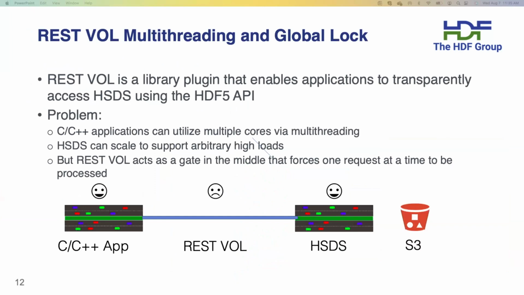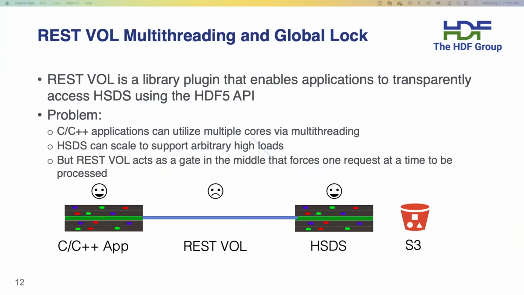Okay, so the RESTful VOL is good, right? You have your C app using the library. It does need to change its code. It does all the same things it would do with the POSIX file, except now those API calls are getting translated to HTTP requests to HSDS. So what's the problem?